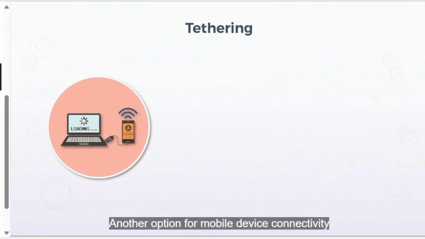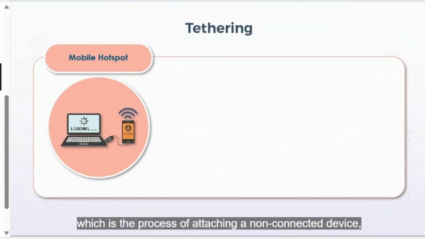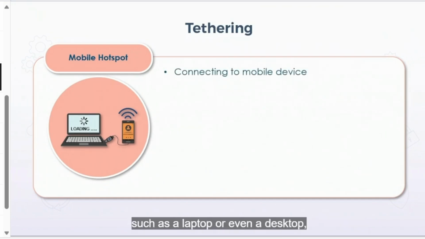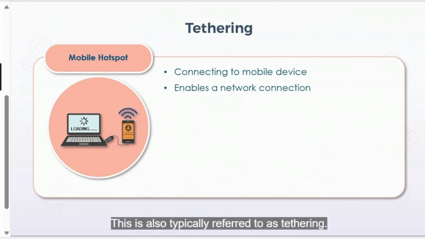Another option for mobile device connectivity is known as the mobile hotspot or personal hotspot depending on the model, which is the process of attaching a non-connected device such as a laptop or even a desktop to a mobile device to enable the network connection for the non-connected device. This is also typically referred to as tethering.